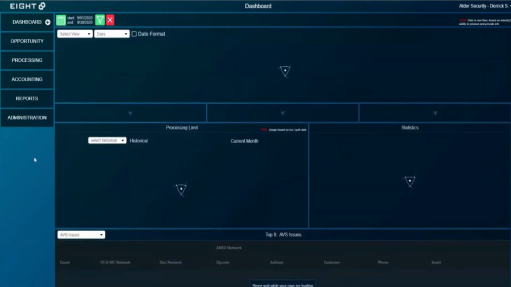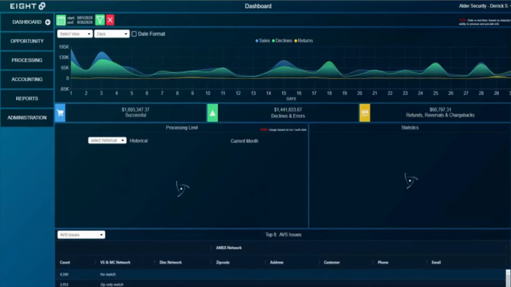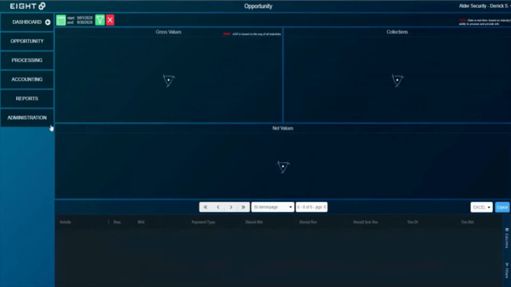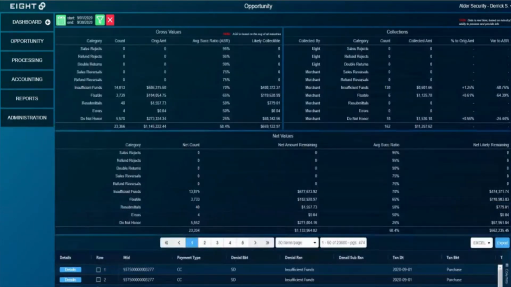The opportunity to me is the most important part of this entire page for the business. For the accountant, it's going to be this accounting tab. For the business, it is the opportunity page. This thing shows how many transactions they're doing by category. So they have 23,000 transactions at a cost of $1.1 million.